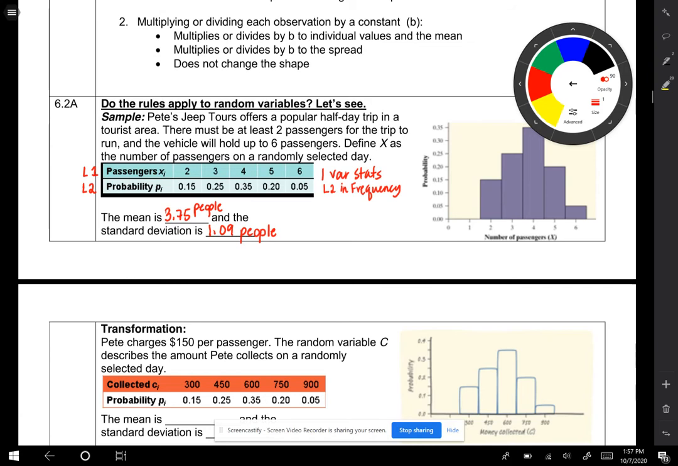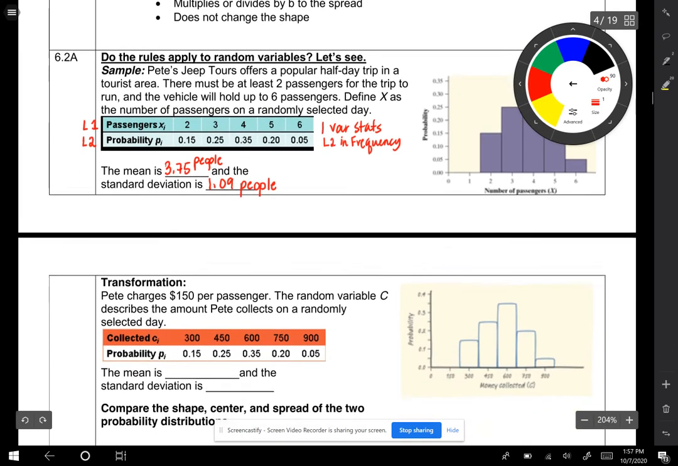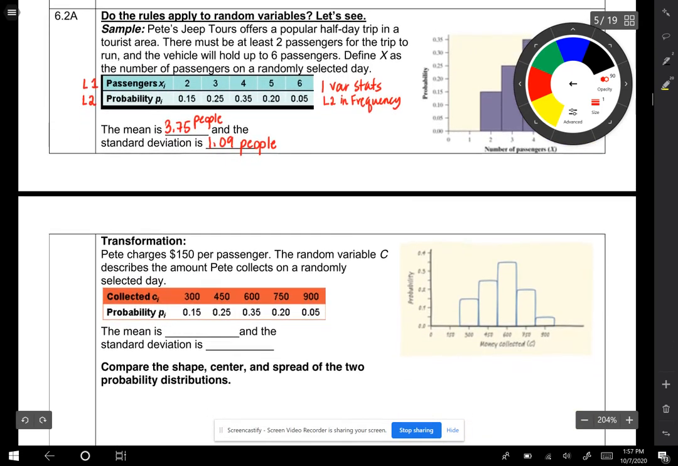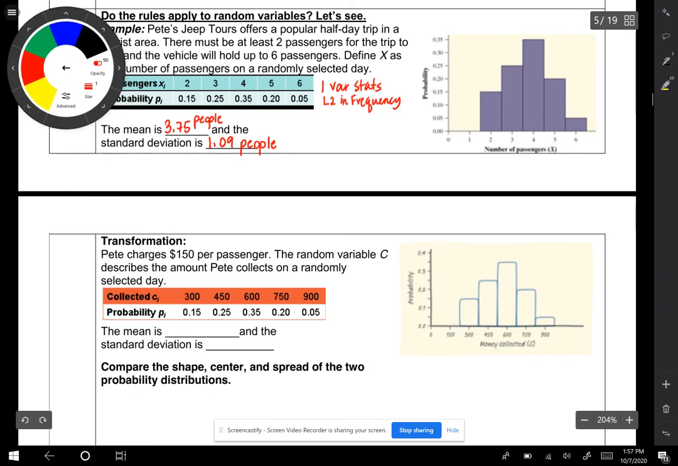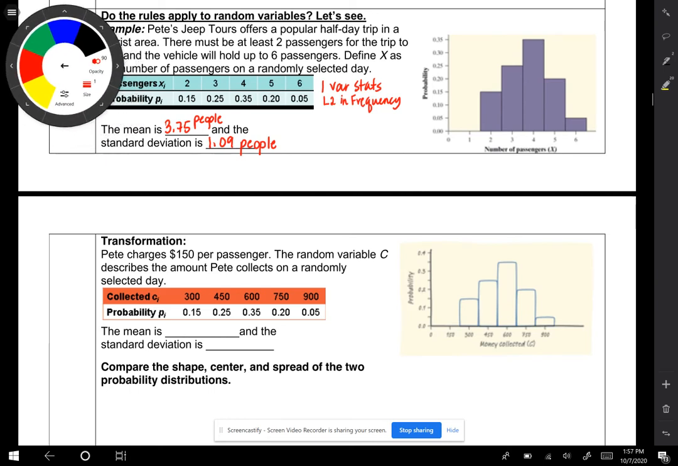If you look at the shape of the distribution, you don't have to describe it, but you know what that shape looks like, so we can do the actual transformation. So I'm going to keep that up. I know yours is on a different page. I'm sorry about that. And then I have it to where you can see both of them at the same time. So here's the transformation. Pete charges $150 per passenger. The random variable C describes the amount Pete collects on a randomly selected day.